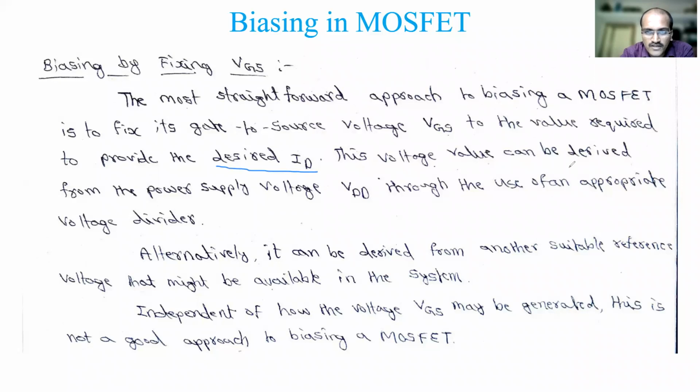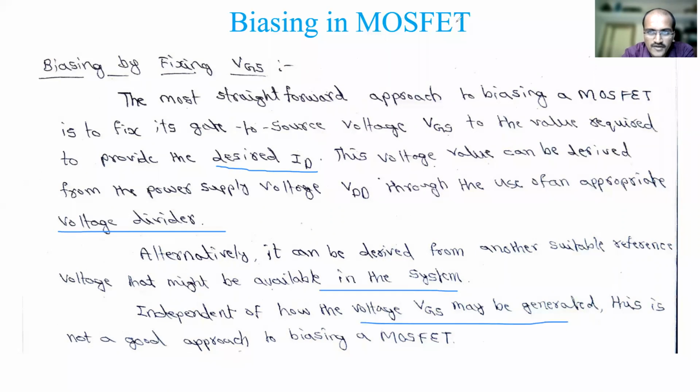So this voltage value can be derived from the power supply voltage VDD through the use of an appropriate voltage divider. Okay, so we will see the circuit. Voltage divider circuit also we can see. So from that also we can do. Alternatively, it can be derived from another suitable reference voltage that might be available in the system also. Independent of how the voltage VGS may be generated, this is not a good approach to biasing a MOSFET.